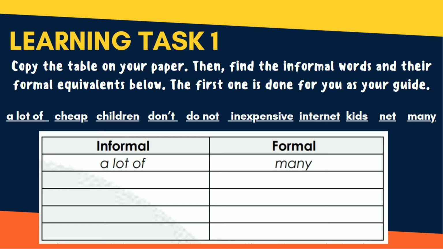For your learning task 1, copy the table on your paper. Then find the informal words and their formal equivalents below. The first one is done for you as your guide. And the words are: a lot of, cheap, children, don't, do not, inexpensive, internet, kids, net, and many. I will be giving you 5 minutes to work with your task.